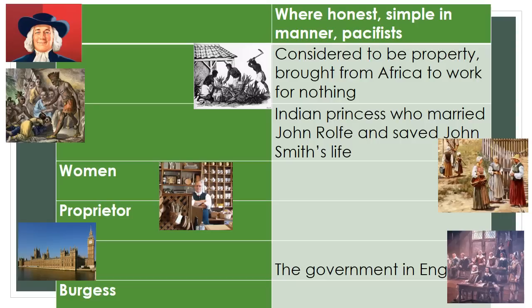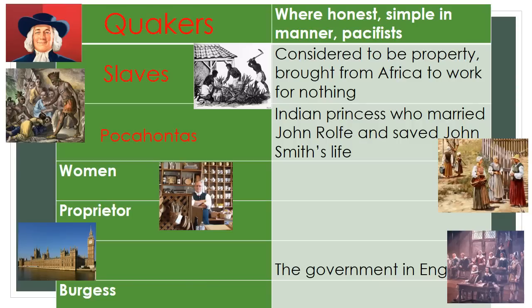All right, continuing this chart, what was the group of people who were honest, simple in manner, and they were pacifists? Remember, pacifists means that they do not fight or conduct war. This was the religious group called the Quakers. Which term meant that they were considered to be property, and they were brought from Africa to work for nothing? This would be slaves. This is going back to fourth grade, but who is the Indian princess who married John Rolfe and saved John Smith's life? You're familiar with Pocahontas.